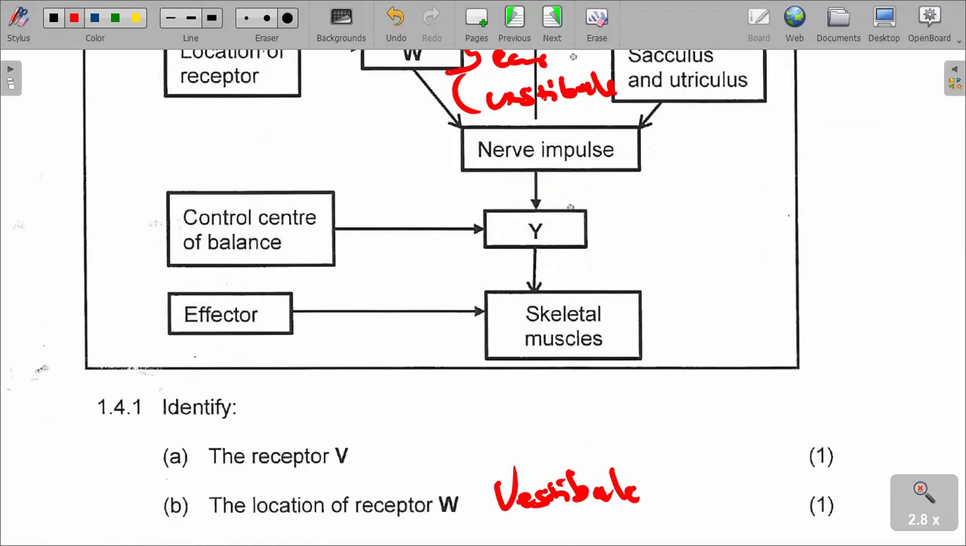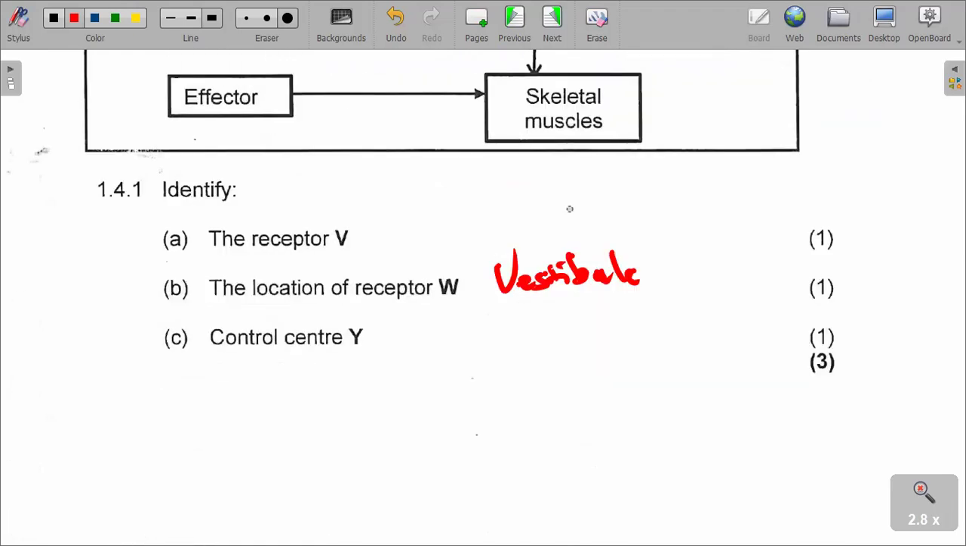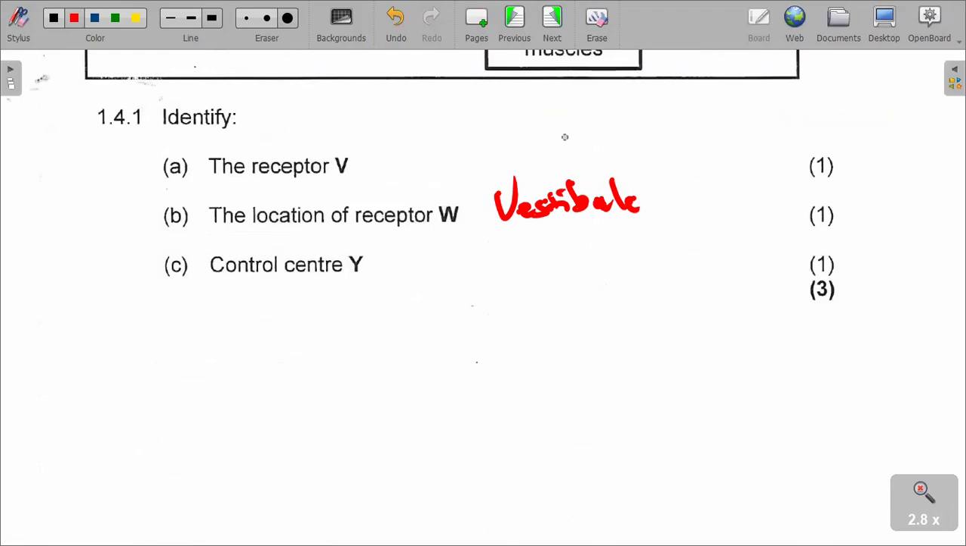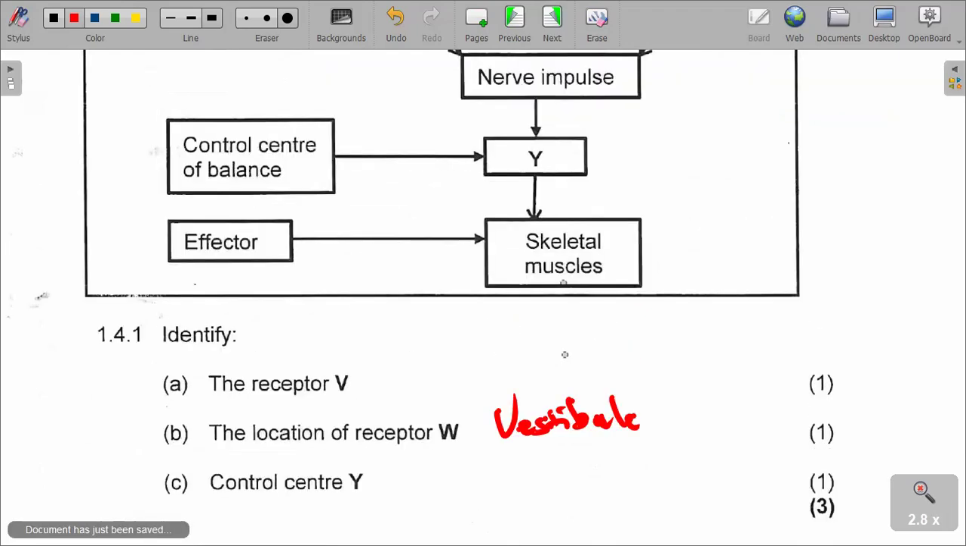So now what we need to understand is control center Y. Obviously, we are talking about which part of the brain receives the nerve impulses in relation to balance and controls coordinating movement and maintaining body posture. So it is the what? Y represents the cerebellum.